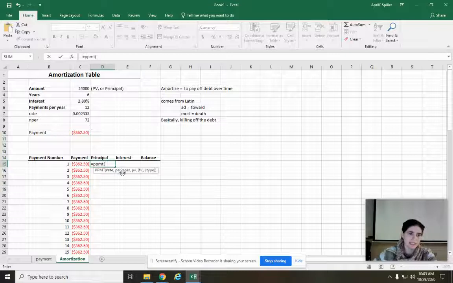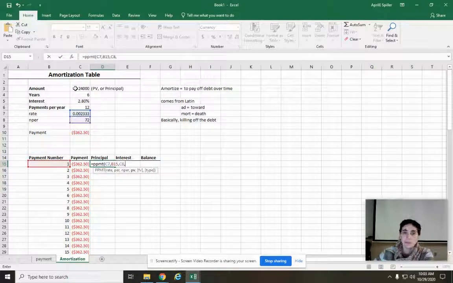So open parentheses. It wants the same thing pretty much that this one wants. So it wants the rate, comma. Then it wants the payment number. So that's this one, because each one of these is going to be different. Number of periods, 72. Present value, or the money that you borrowed, was this. Close parentheses, but we don't want to hit enter yet.